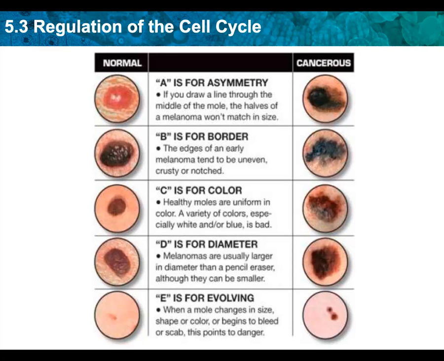B is for border. And so cancerous cells have uneven borders. So they're jagged, crusty, or notched, or uneven borders. Well, for a normal mole, you can see it's a very defined, sharp border.